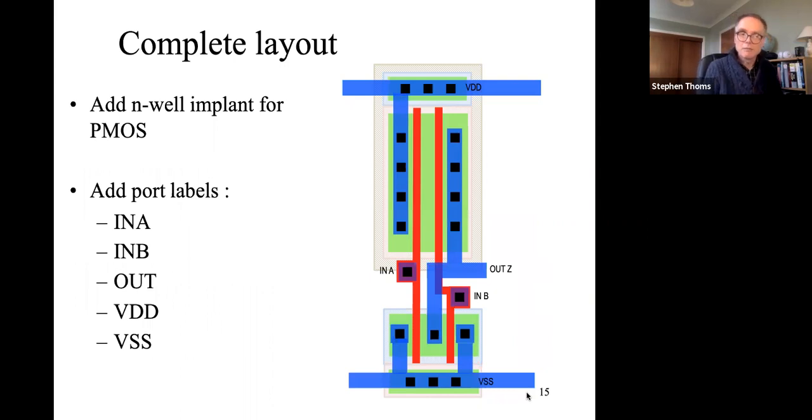And then finally, what we needed was the N well for the PMOS transistors. So once we've got all that, we can start to label it. We've got our input A, our input B, our output Z. We've got VSS and VDD. And that's the complete layout for the NOR2.